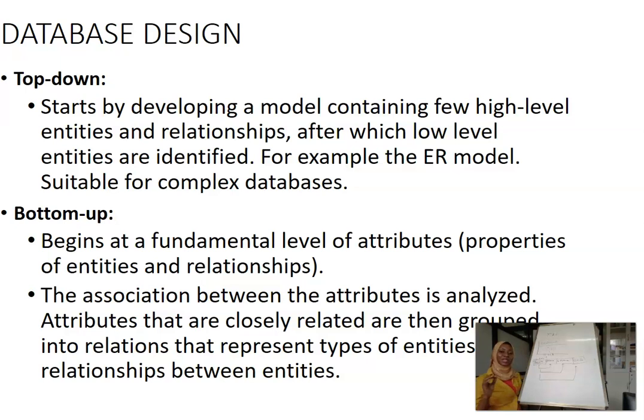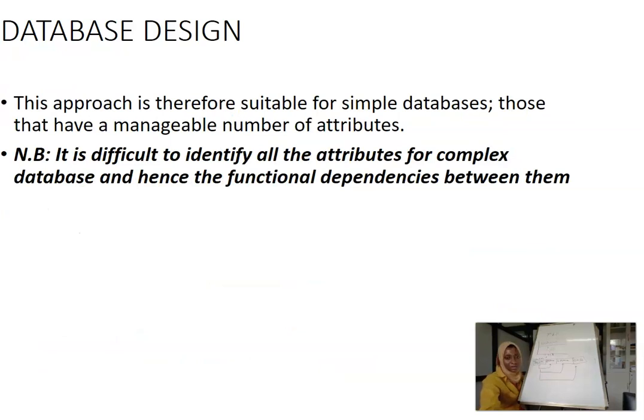So we're saying that the association between the attributes is analyzed. Attributes that are closely related are grouped into a given relation. And then others that have a relationship with each other are also grouped in another relation. So this kind of approach, we usually use it in normalization. So when we get to normalization, we shall see how this works out.